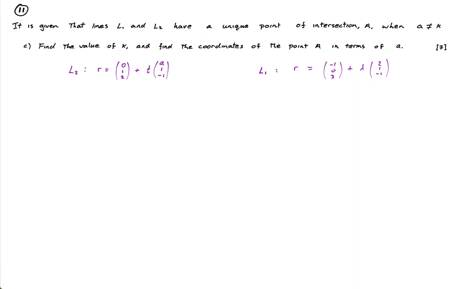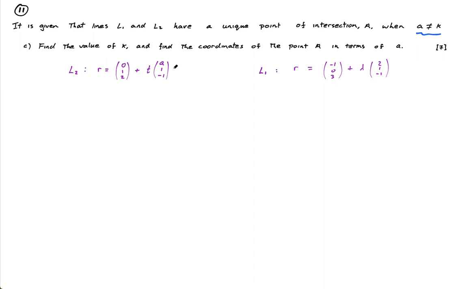Okay, so for part C, it says the lines have a unique point of intersection when a is not equal to k. Find the value of k and find the coordinates of the point A in terms of small a. Okay, so where do two lines intersect? When they're equal. And when they're equal is when the x coordinates are equal, when the y coordinates are equal, and when the z coordinates are equal.